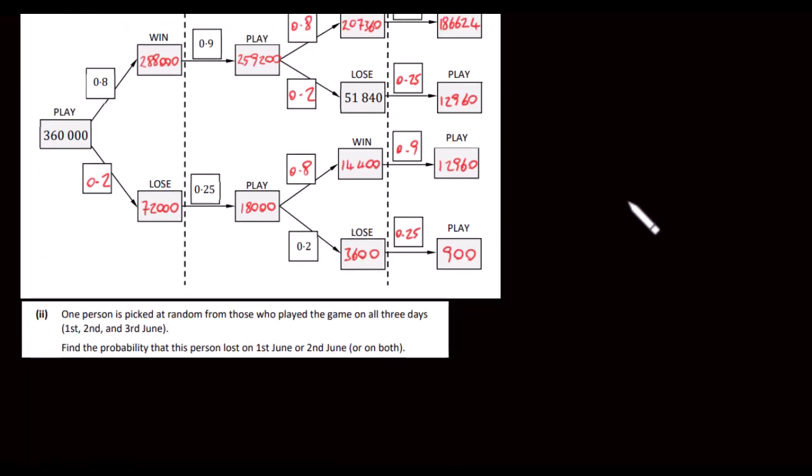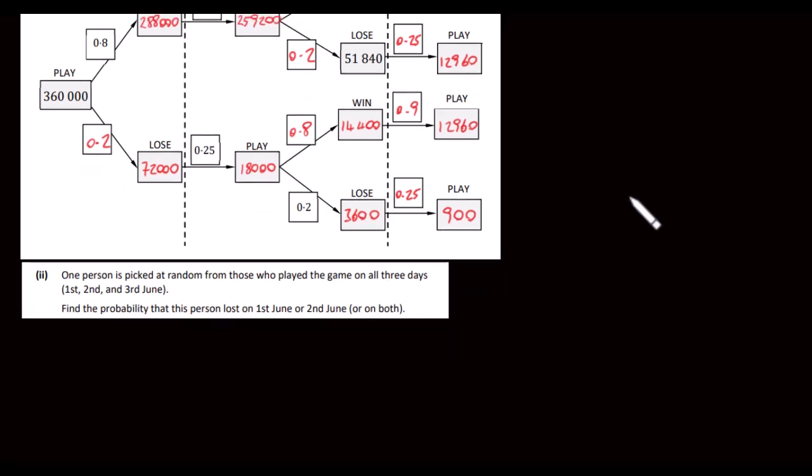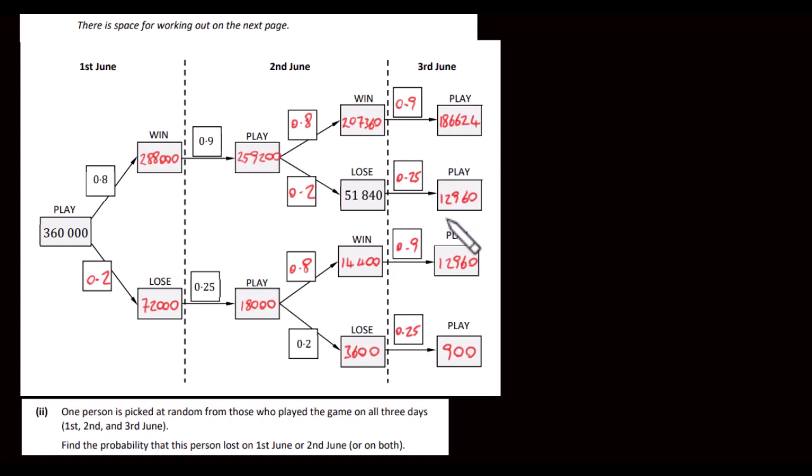Let's have a look at part 2. One person is picked at random from those who played the game on all 3 days, 1st, 2nd and 3rd of June. Find the probability that this person lost on the 1st of June or the 2nd of June or both. We haven't gone any further on day 3 here. We just have as far as who actually played. We don't know who won or lost. So we're only interested really in people who won or lost on the 1st and the 2nd of June.